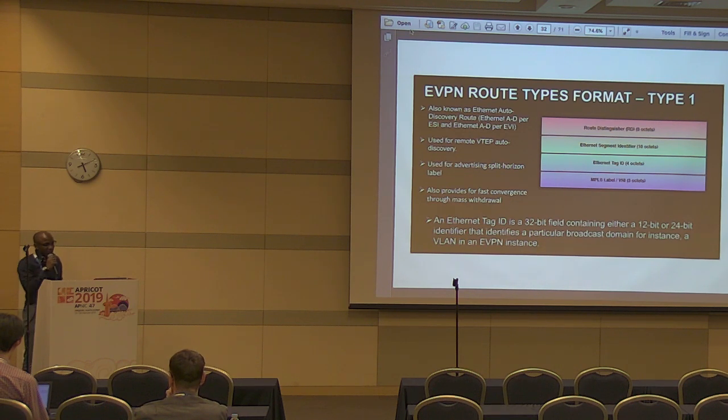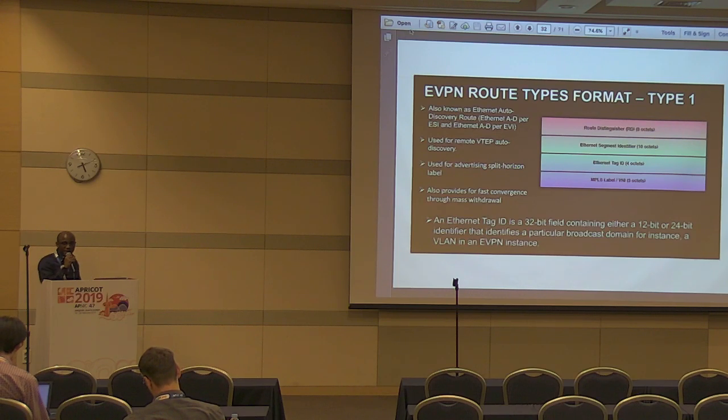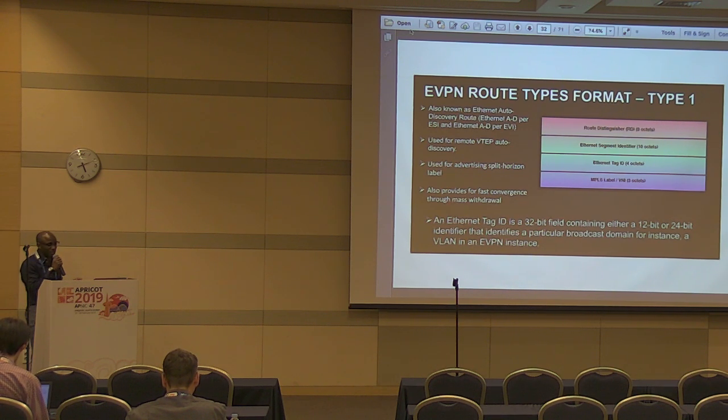The Ethernet tag ID is actually a 32-bit field that maps either your VLAN ID or your 24-bit VXLAN ID. So there is a distinction between your Ethernet tag ID and your VLAN ID or your VXLAN ID. So this is actually a 32-bit field.